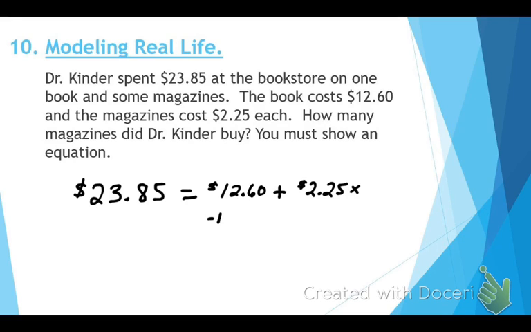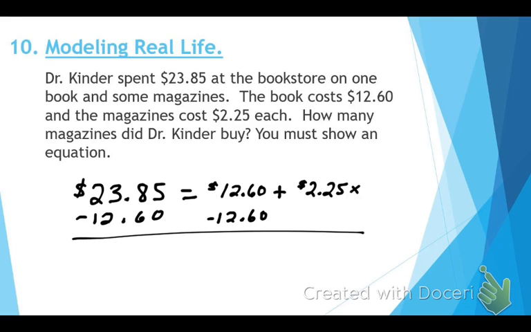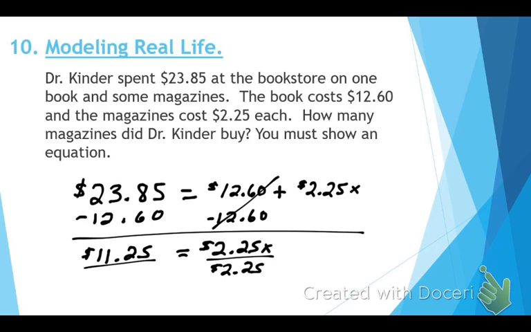Now you're trying to get this by itself, so we got to get rid of the 12.60. That cancels out. When you subtract these, you get $11.25 equals 2.25X. How do I get rid of that multiply by 2.25? Divide by 2.25 on both sides. This cancels out. X equals 5. Now the question asks us how many magazines, so the correct answer is 5 magazines.